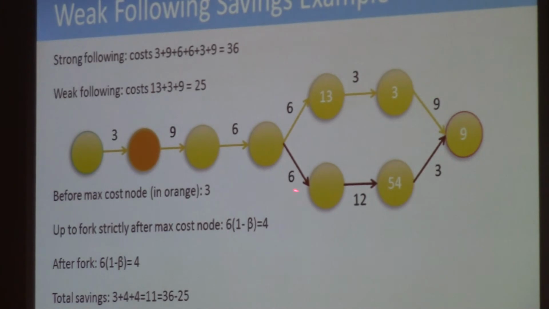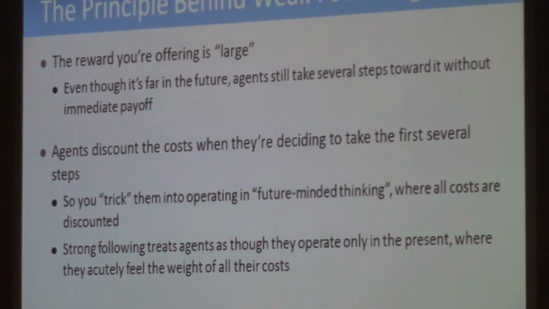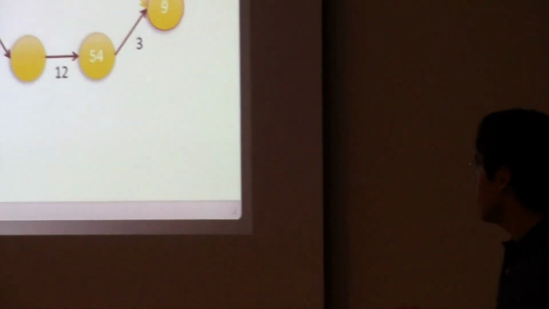So my total savings end up being 11, which you'll also notice is the sum of 13 plus 3 plus 9, 25, minus the actual cost of all the edges, which is 36. So the math does in fact check out. Anyways, the idea behind weak following is that I offer a large reward, and even though it's really far in the future, the agent still takes several steps toward it. They took all these steps for free, essentially.